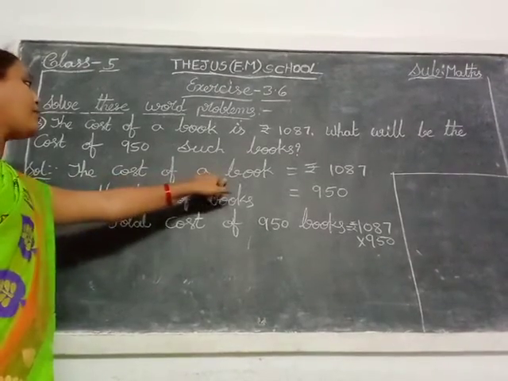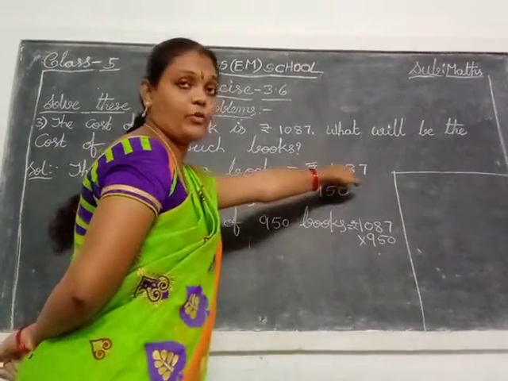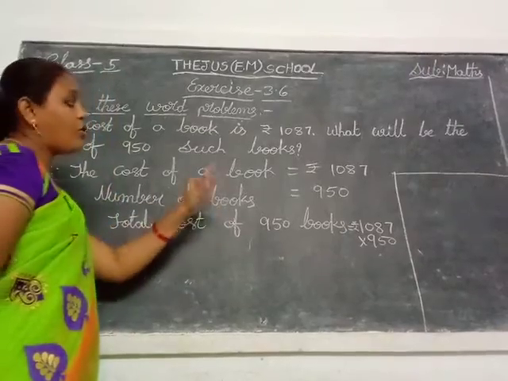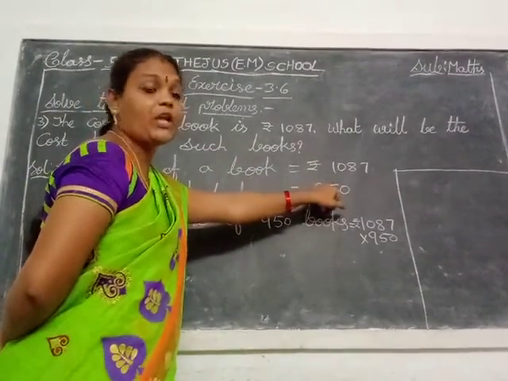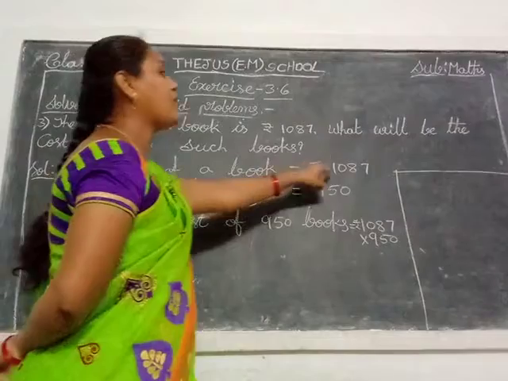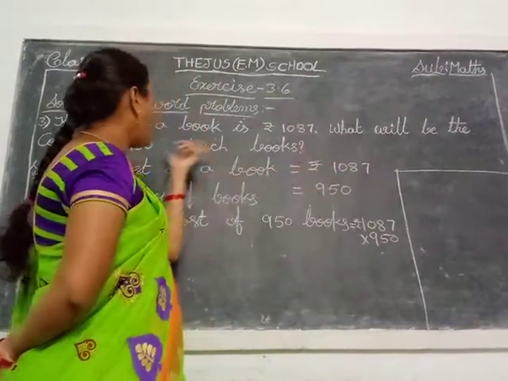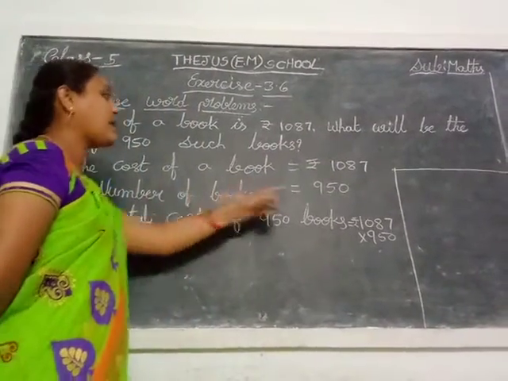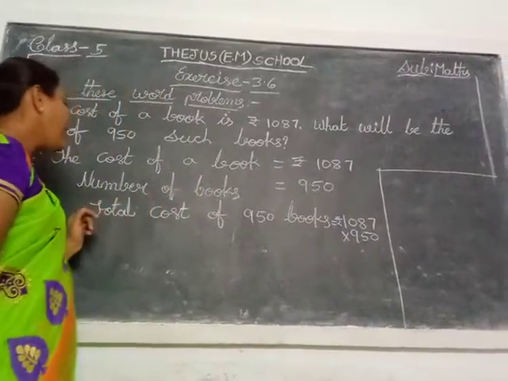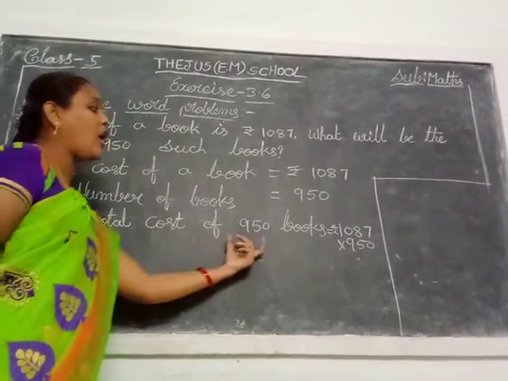The cost of a book, 1087 rupees. Number of books, 950. So, only one book cost is 1087 rupees. Here, number of books also given. So, number of books, 950. Okay, now we find out the total cost of 950 books.